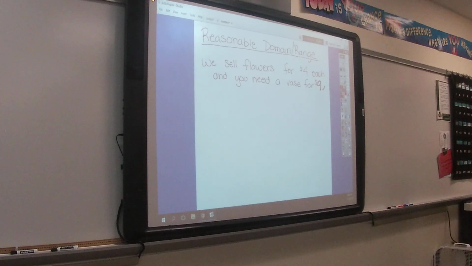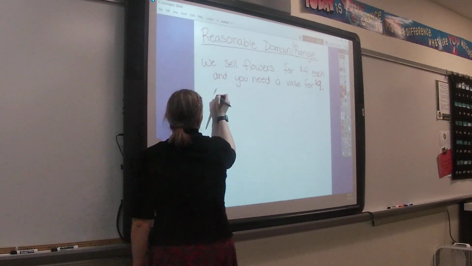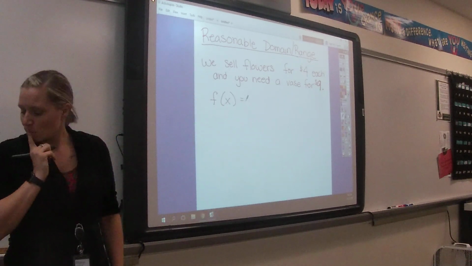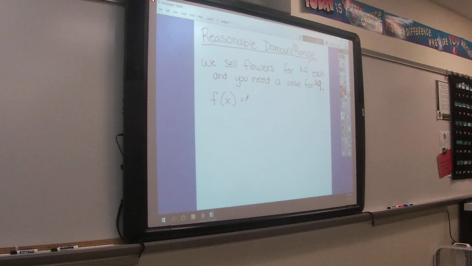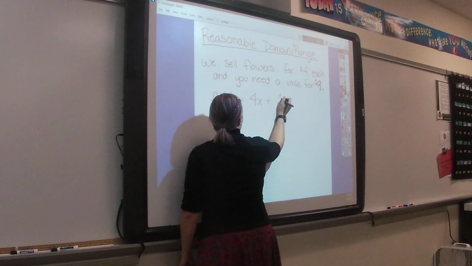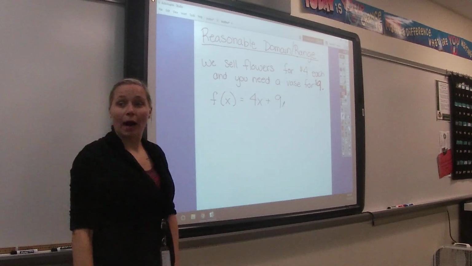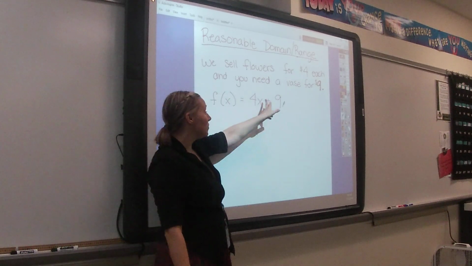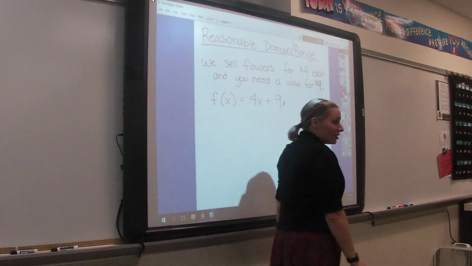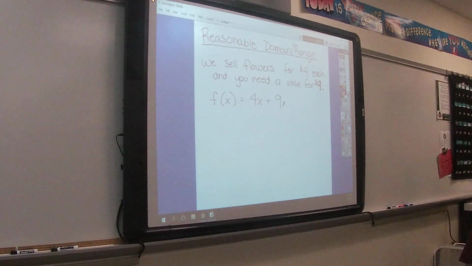Okay, so what are we going to write if we want to represent this as a function rule? What's that function going to look like? F of x. Okay, so f of x is a fine one. We could say y, but f of x is fine. F of x equals what? 4x plus 9, right? This is a total story problem. We're adding up the two things that we have to purchase. And because the $4 is happening per flower, it gets a variable.